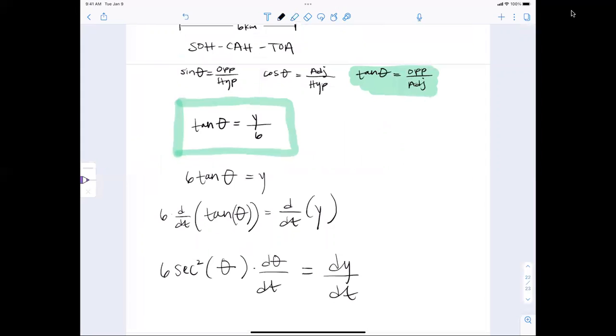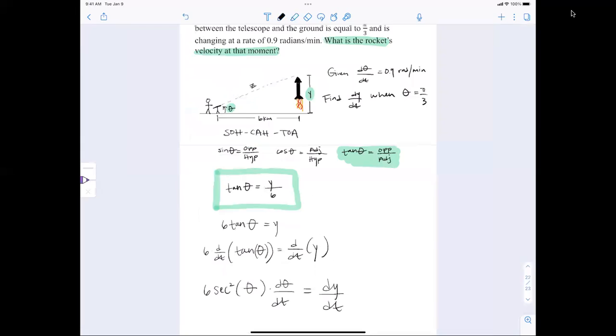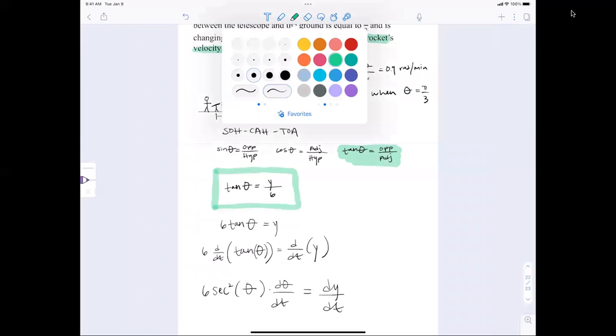Because it's 6 times tan theta. If it were 6 plus tan theta, where you were thinking about differentiating the 6 by itself, then the 6 would become 0. It's like if you were differentiating 6 times x squared, that would become 12x. So the 6 is like a coefficient there.